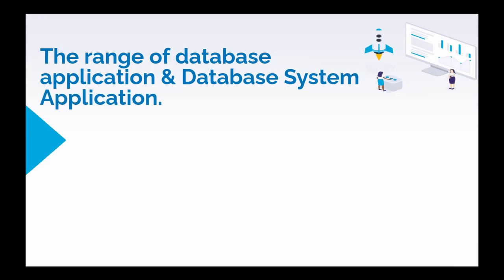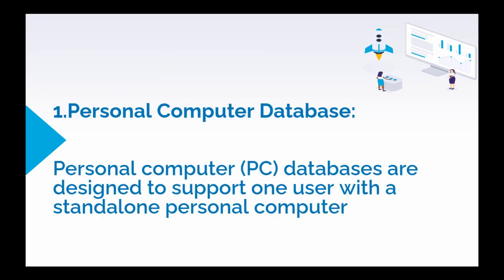So now we have the range of database applications and database systems. Databases range from those for a singular user with a desktop computer to those on a mainframe computer with thousands of users. The range of database applications can be divided into four categories, from simplest to most complex. Number 1, we have the personal computer database, for example, a desktop or laptop computer.